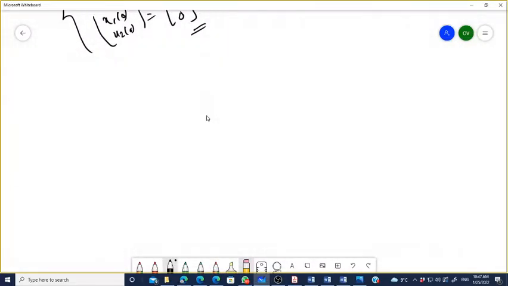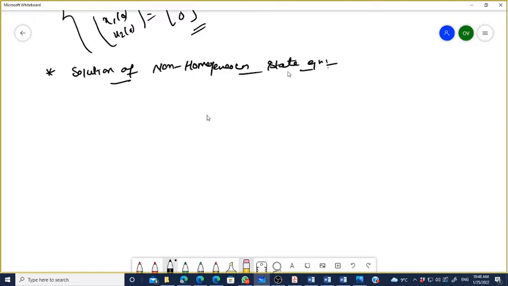So in the previous video, we covered the solution of the homogeneous state equation using the Laplace transform, and also the state transition matrix, their properties, and some numerical problems. Today we are going to cover the topic of the solution of the non-homogeneous state equation. So please tell me what do you understand by the homogeneous and non-homogeneous state equation?